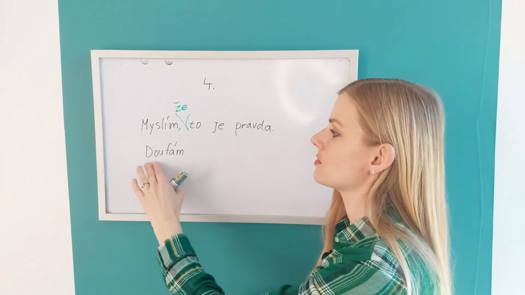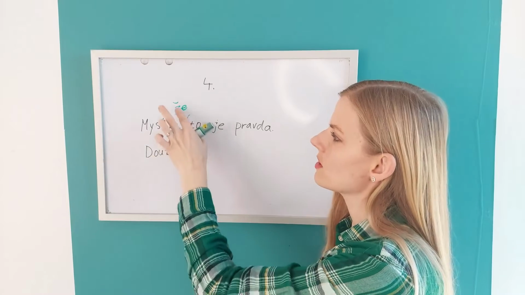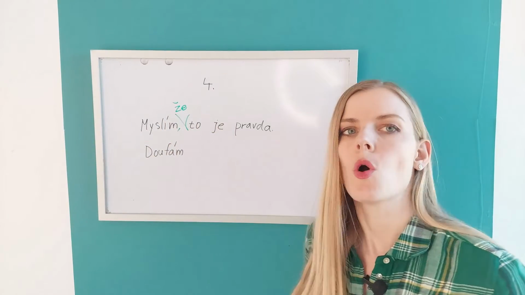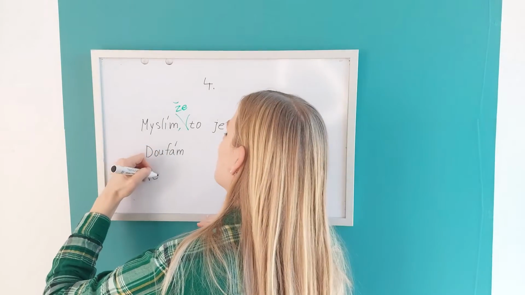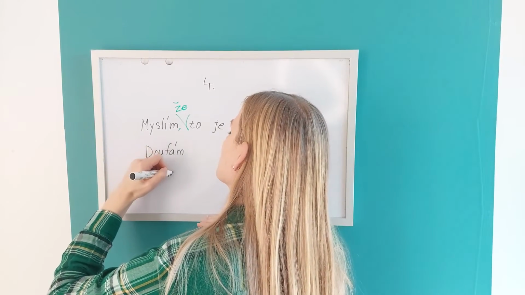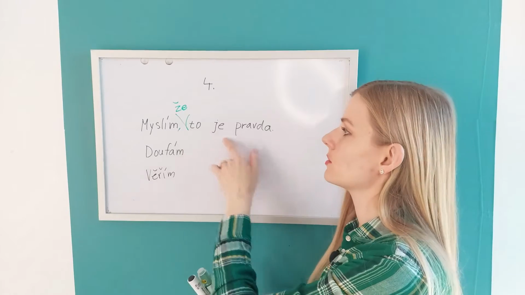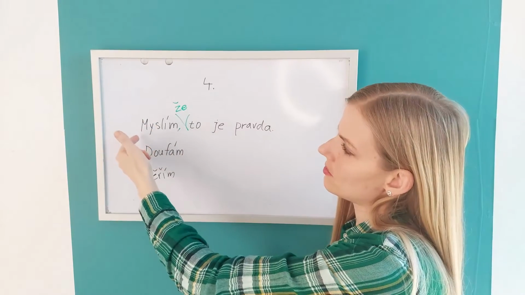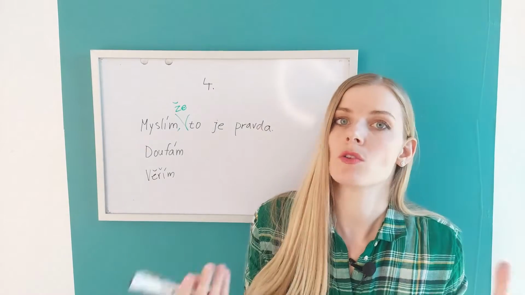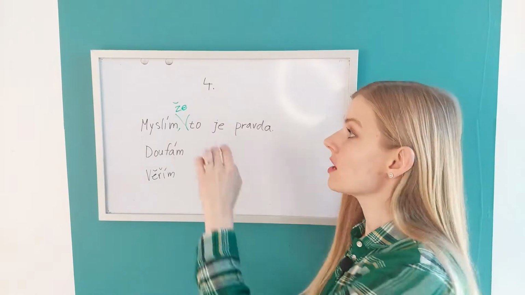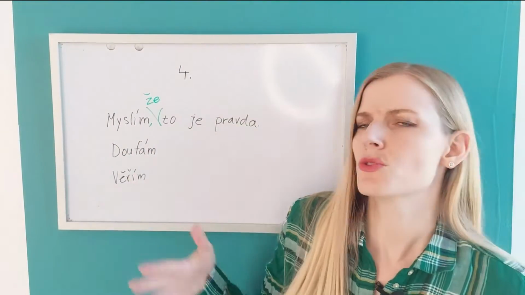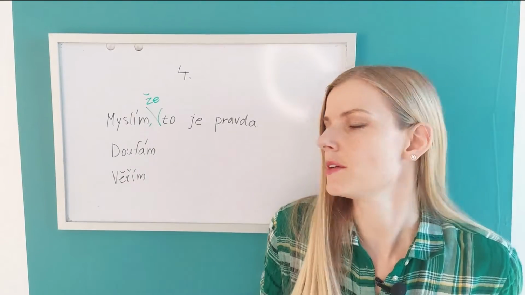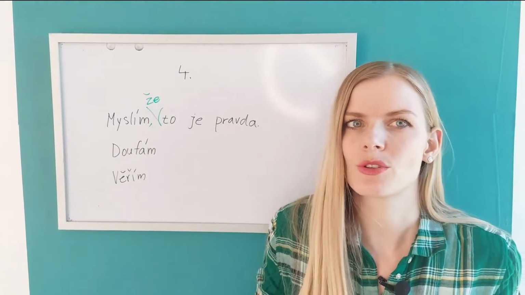The same goes for the verb to hope. I hope that it is true. And also the verb to believe. We could say věřím, že. I believe that it's true. So when there is a dependent clause and there is a verb such as to think, hope and believe, in Czech we have to use že. Myslím, že to je pravda. Doufám, že to je pravda. Věřím, že to je pravda.